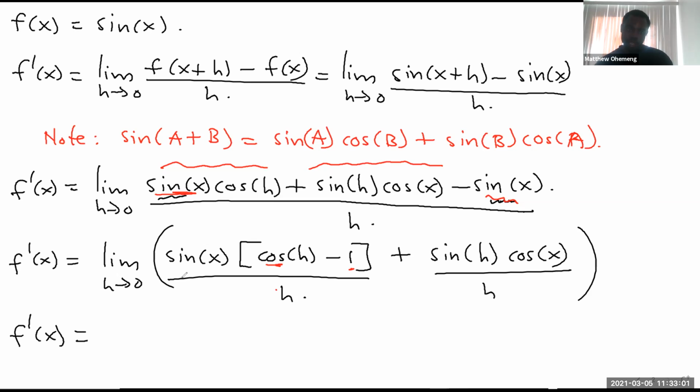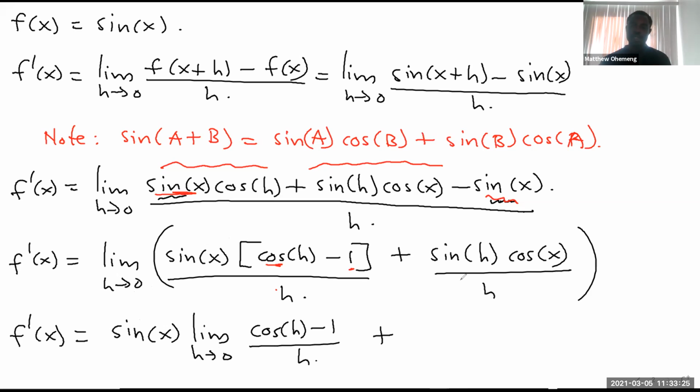Now, for this piece, if you're going to do the sum of the limits, if you're taking the limit as h approaches 0 of this expression, note that the sine of x does not depend on h. So that means it's behaving like a constant. Hence, you can factor it out by the limit rules, right? So you can just factor out sine of x here. And then you have the limit as h approaches 0 of cosine of h minus 1 all over h.